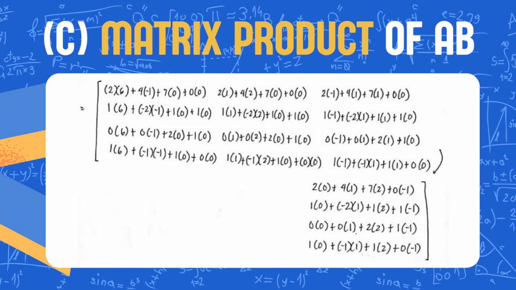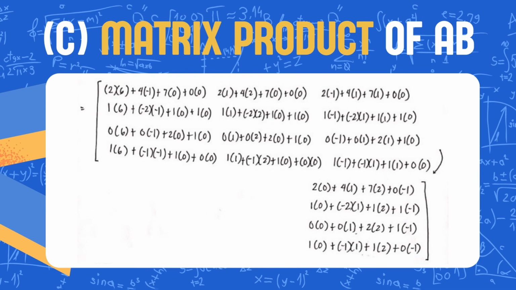Then, for the third column, 2 multiplied by negative 1 plus 4 multiplied by 1 plus 7 multiplied by 1 plus 0 multiplied by 0. Then 1 multiplied by negative 1 plus negative 2 multiplied by 1 plus 1 multiplied by 1 plus 1 multiplied by 0. Then 0 multiplied by negative 1 plus 0 multiplied by 1 plus 2 multiplied by 1 plus 1 multiplied by 0. Then 1 multiplied by negative 1 plus negative 1 multiplied by 1 plus 1 multiplied by 1 plus 0 multiplied by 0.